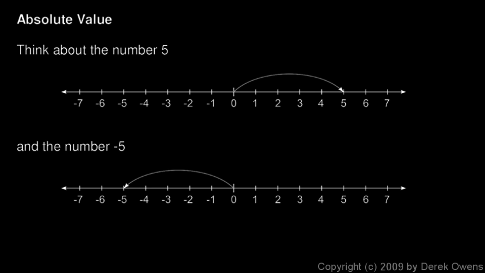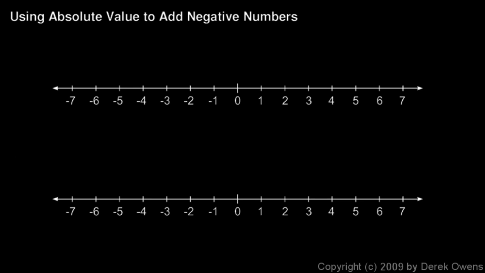But there's also a sense in which they're the same, and that sense is the distance from 0. They both represent a movement of the same amount, a movement of the same magnitude. So they're the same size in an absolute sense. And that understanding of absolute value will come in handy when we start to add numbers that have negative signs on them. So now I'll show you how we would use this idea of absolute value to add negative numbers.